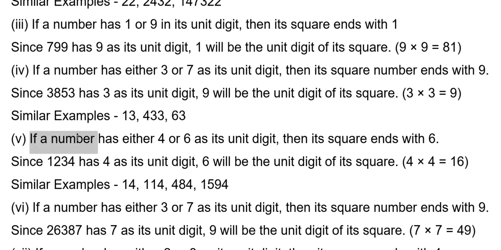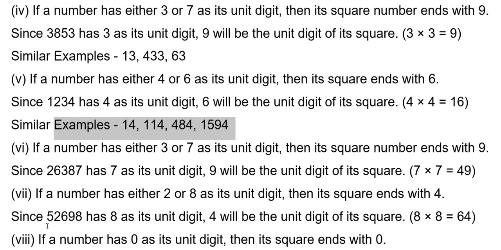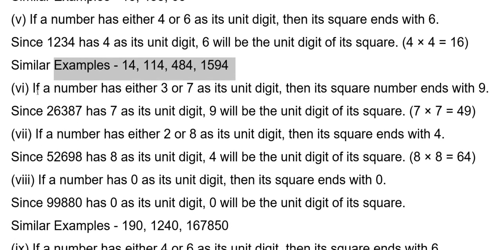Fifth one: if a number has either 4 or 6 as its unit digit, then its square ends with 6. Since 1234 has 4 as its unit digit, 6 will be the unit digit of its square. 4 into 4 is equal to 16. Similar examples: 14, 1484, 1594 are other examples.